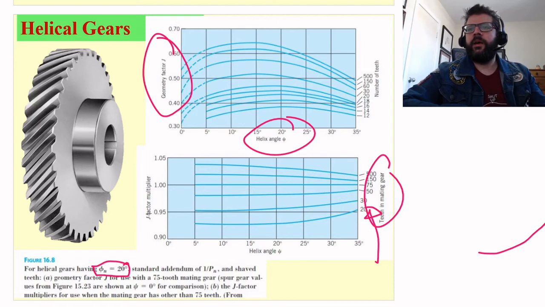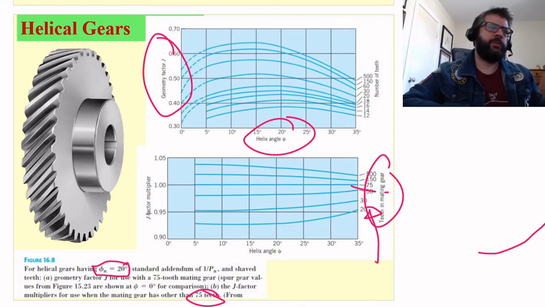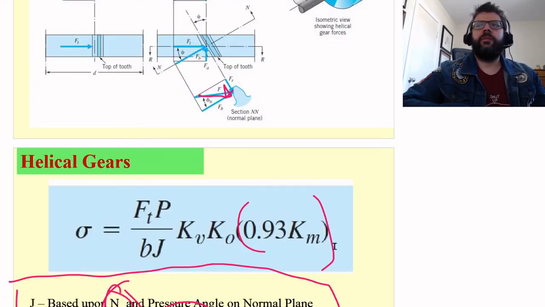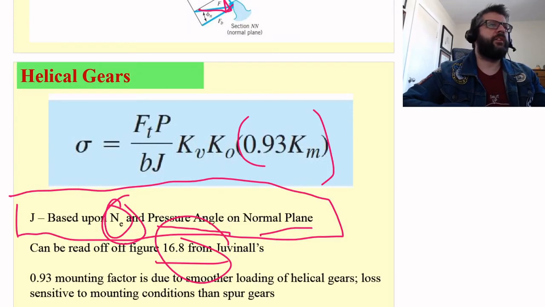And again, this is if we're other than 75 teeth. If the mating gear has 75 teeth, then well, I guess they included that line. If the mating gear has 75 teeth, then the multiplier is 1. So that's for our bending stress here. That's for the stress. The strength portion doesn't change, so the strength is still calculated the same way.